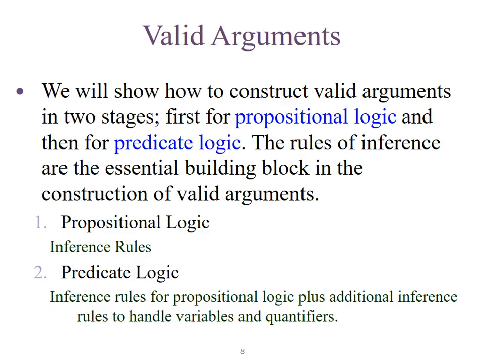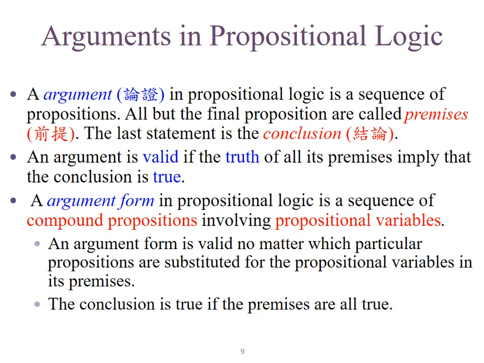Okay, so previously we have learned propositional logic. So next, we will see different inference rules for two kinds of logic expression. Okay, let's see what's argument. Argument in propositional logic is a sequence of propositions because we are trying to express a fact. Okay, so we have some propositions which are called premises and one is the conclusion.